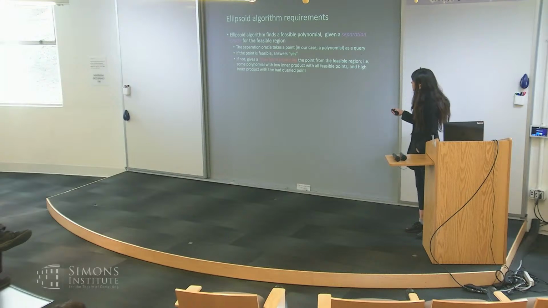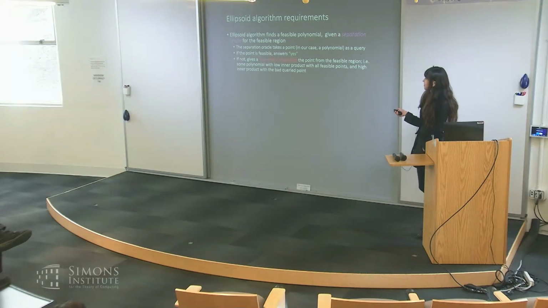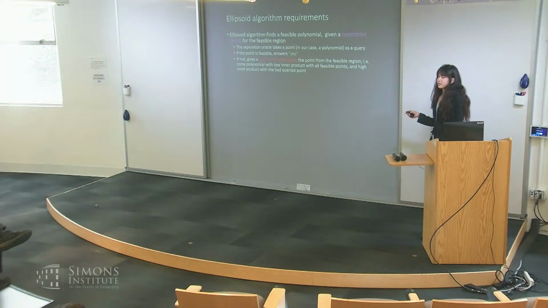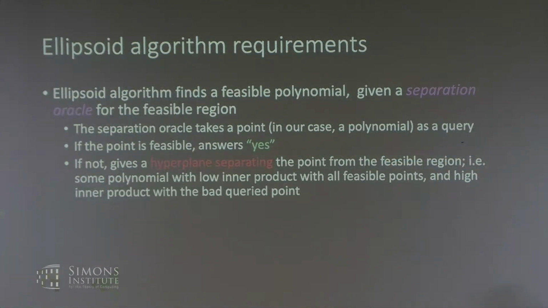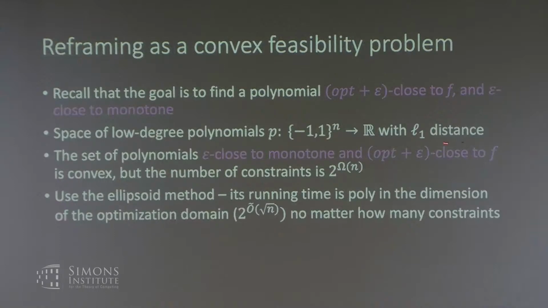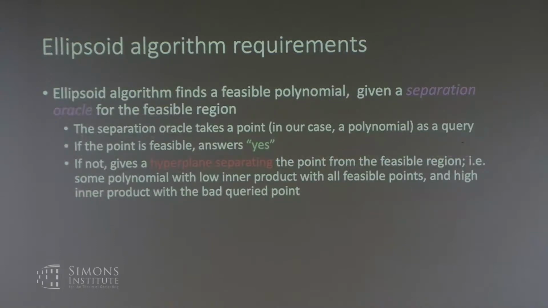Okay, so what the ellipsoid algorithm requires in order to have running time that's smaller than the number of constraints is that we need to be able to give a separation oracle for the feasible region. So the way that this works is that the separation oracle takes in some point. In our case, all of these points are low-degree polynomials, as a query. And if the point is in the feasible region, this purple region, it'll output yes. Otherwise, it'll give a hyperplane that separates this point from the feasible region.